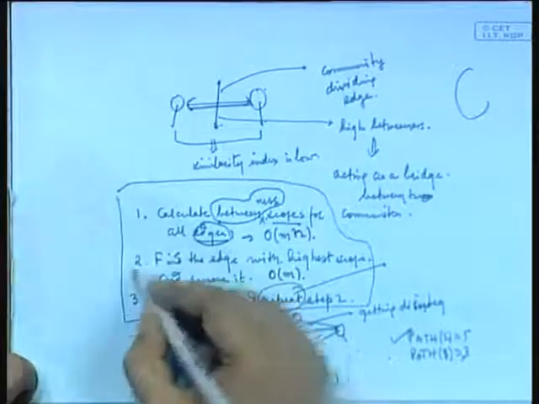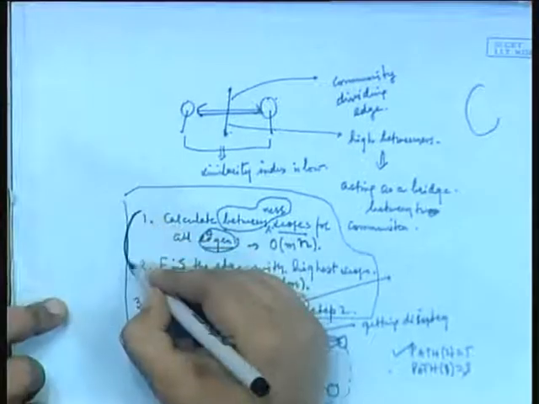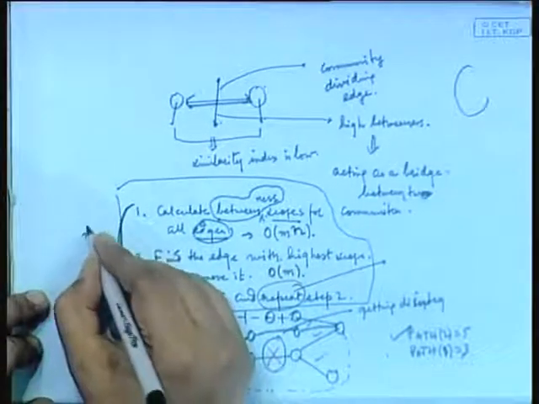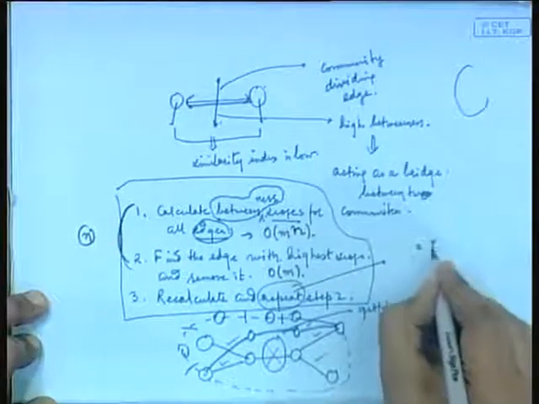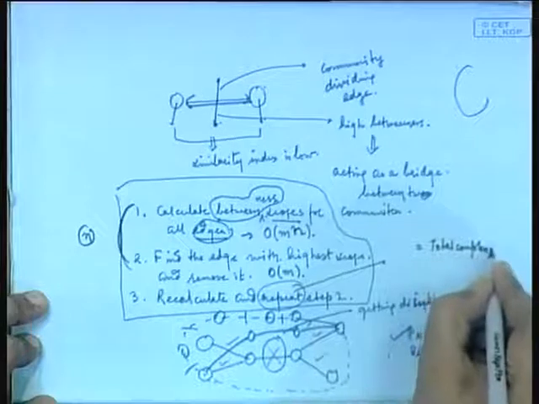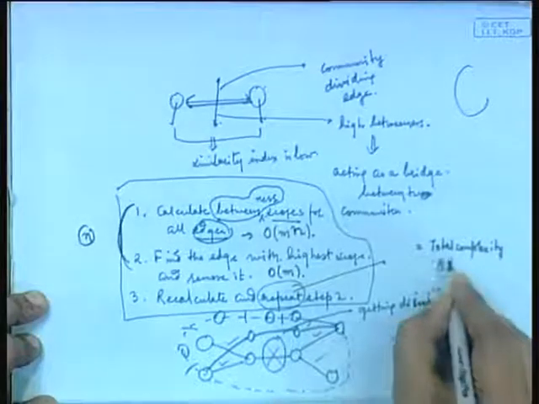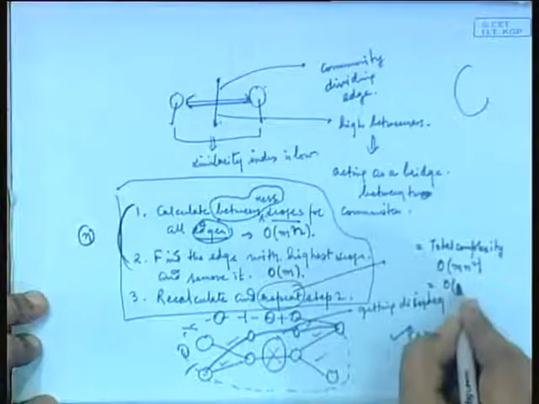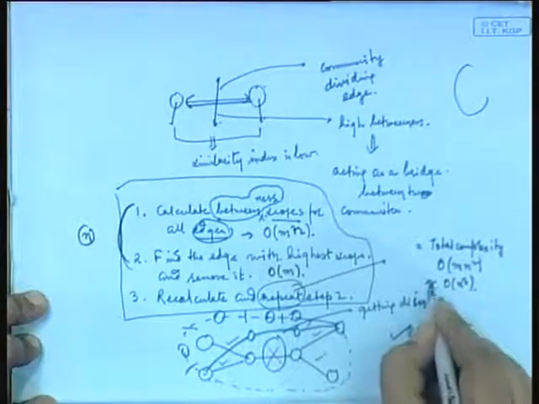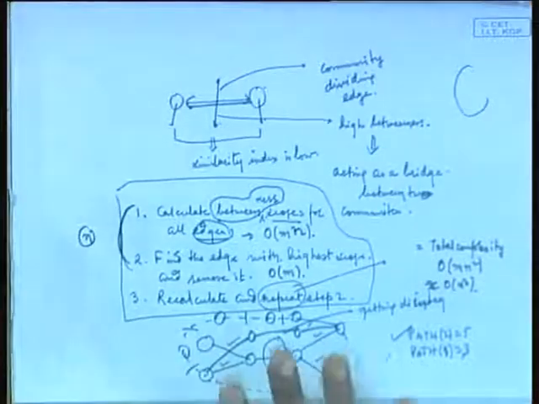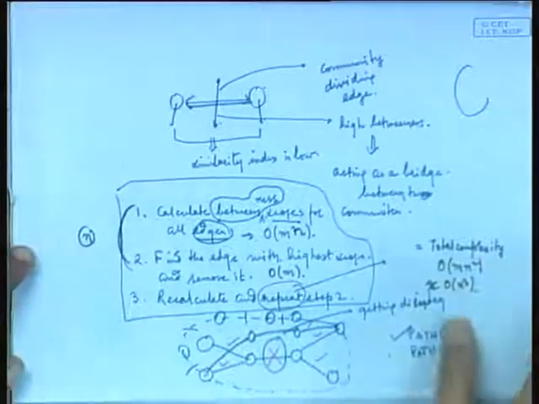Then how many times may this step go? n. This step may go n times. So the total complexity is order m n square. So that is order n cube for a sparse graph. Okay? Clear? Very good.